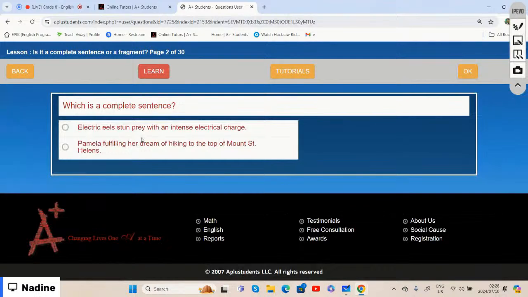The next one says we need to say which is a complete sentence, which has both a subject as well as a verb. And it says electric eels stun prey with an intensive electric charge. Or Pamela fulfilling her dream of hiking to the top of Mount St. Helens, sorry.